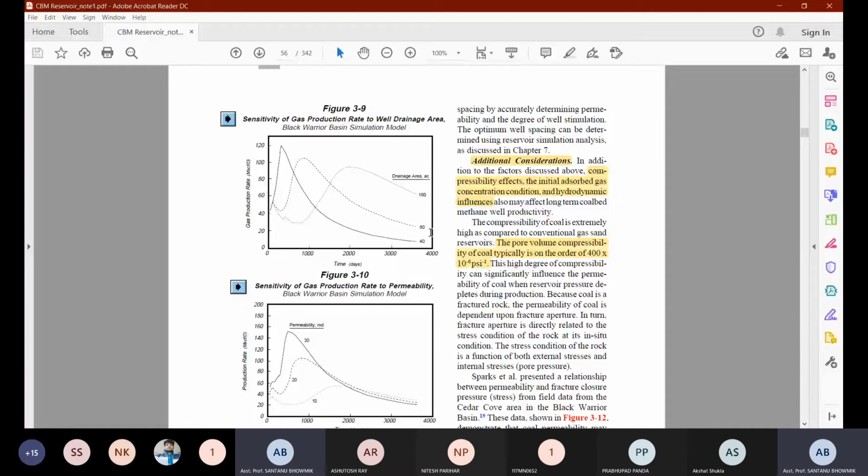So what is happening whenever the drainage area is much less? Obviously you know that first the water will come out and then only the gas will come out. Now as you increase the area, certainly the total water that is coming out is also going to increase. And you know that until the water is produced, the gas fraction is going to be very much less. So when you change the drainage area from 40 to 80 to 160, your water production is going to increase, and so with time the gas production rate is going to be shifted to the right side.